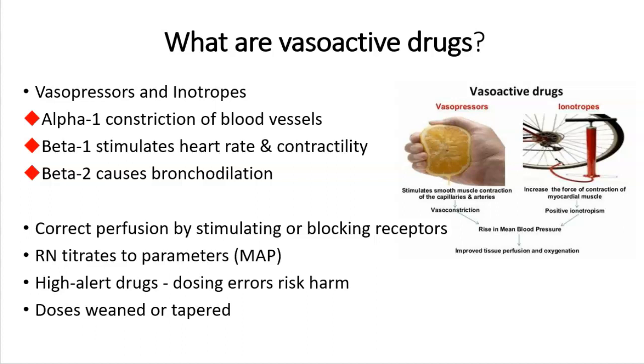So the vasopressors, if you look at my little picture here, stimulate smooth muscle contraction that causes vasoconstriction, which can help increase the blood pressure. And then inotropic medications increase the force of the contraction of the myocardial muscle. And so positive inotropes can also increase the blood pressure, which, the end goal of any of these medications is to increase perfusion.